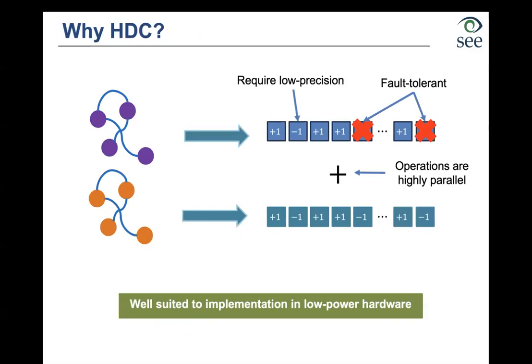There are a number of things that are very appealing about this paradigm. These representations typically require low precision. In fact, it's easy to show that you can always find a representation that is low precision and good enough in a certain sense. The representations are fault tolerant, in the sense that if we flip some of the bits in the representation, it doesn't destroy the meaning of the vector. And the operations that we use to manipulate these vector representations of data are very easy to parallelize. What this means is that the technique is very well suited to implementation in low power hardware.